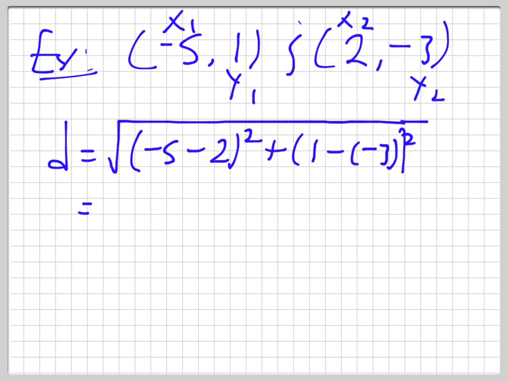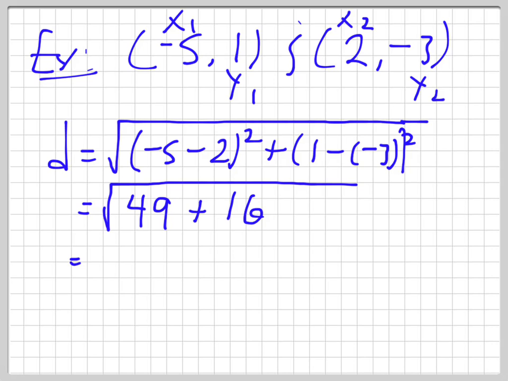So negative 5 subtract 2 is negative 7, and squared is 49. Plus 1 subtract negative 3 is 4, squared is 16. So that's going to be 49 plus 16, so that's what? 65.